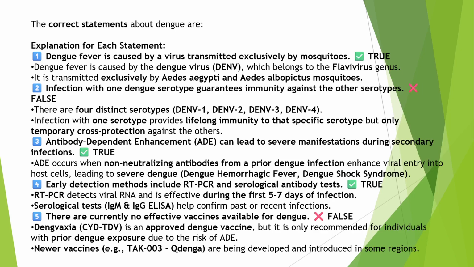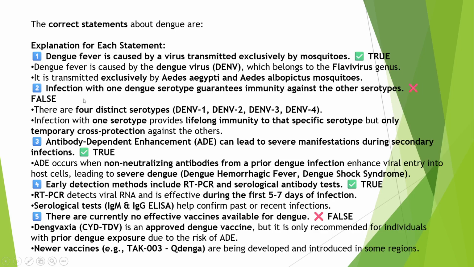Then next was to find what all the statements about dengue are correct. So we'll go one by one for this. The first was dengue fever is caused by a virus transmitted exclusively by mosquitoes. So this is true. It is by the Aedes mosquitoes. The dengue fever is caused by dengue virus, which belongs to the flavivirus genus, and it is transmitted exclusively by Aedes aegypti and Aedes albopictus mosquitoes. So this statement is correct.